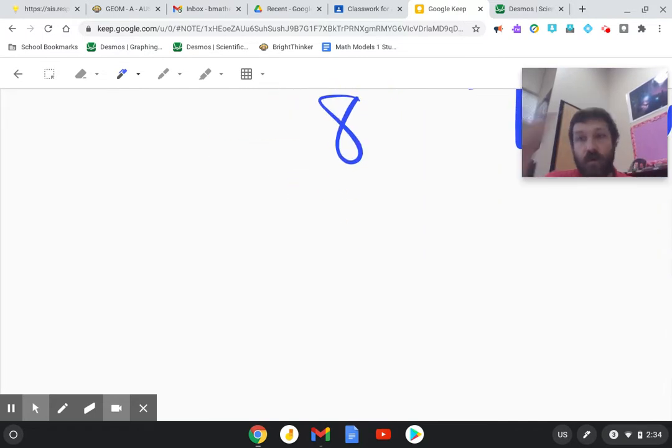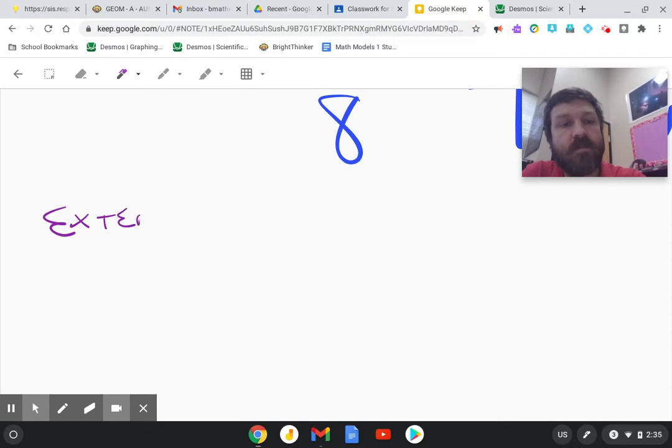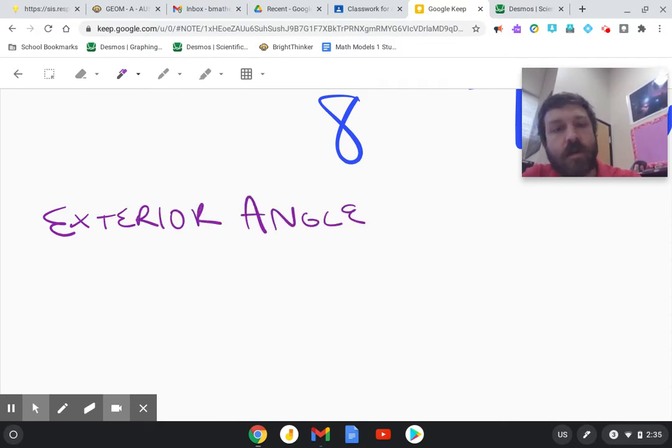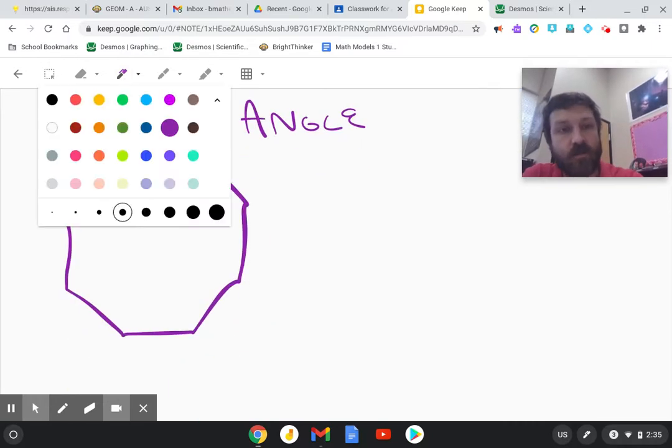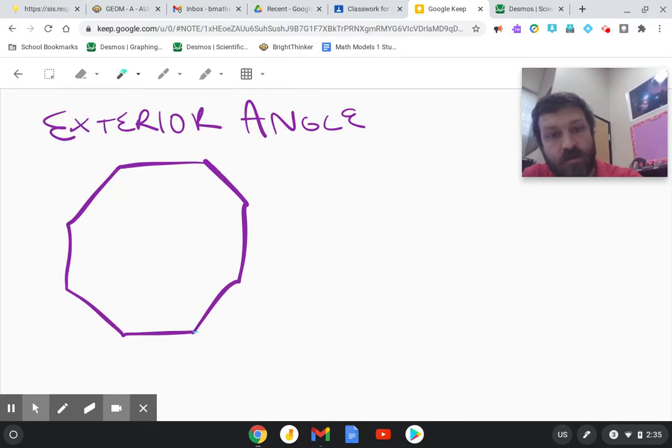So far, we've gotten the total sum of the angles. We've gotten the measure of just one of those angles by dividing that answer by n. And now we're going to find the measure of the exterior angle. So the exterior angle of a polygon is the following angle. So again, we have our octagon here. The exterior angle is referring to this angle. If I extend this out, it's talking about this angle right here.